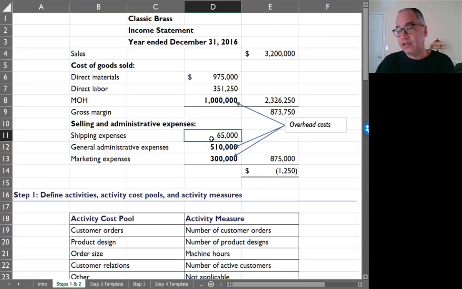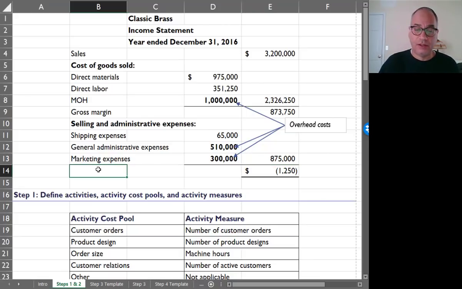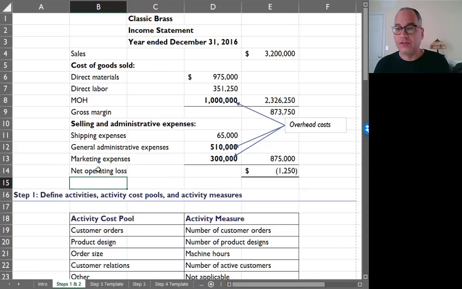Then you have your selling and administrative. Shipping is $65,000. General administrative is $510,000. Marketing is $300,000. So the total selling and administrative expenses are $875,000. And that would mean that they have a net operating loss of $1,250, which isn't good. And we'll explore a little bit about why they had a loss.